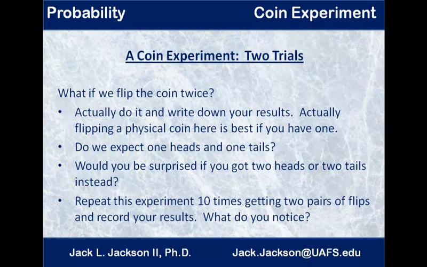So actually do this once. What did you get? I'll do it right now. I got a heads and I got a heads. Okay, was that surprising? Now do this experiment 10 times, so we'll get 10 pairs of either heads or tails or some combination, and record that. What do you notice? So get your coin out and let's do this experiment, getting 10 pairs of data. We're going to press pause, let you do your experiment, and then come back after you've done it and record it. Please press pause now.